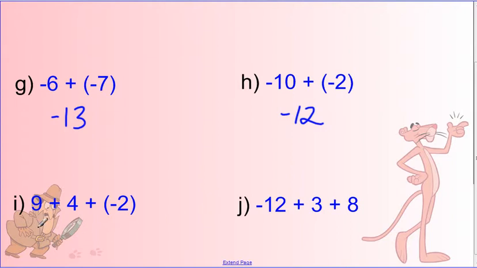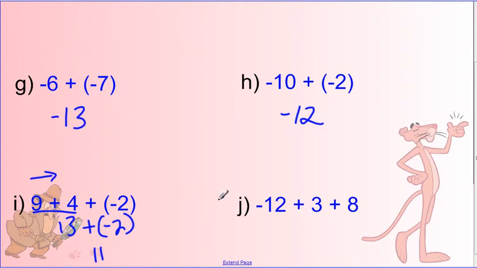Whoa, now we got three numbers. So order of operations says we work from left to right. So 9 plus 4 is 13. And 13 plus negative 2, the signs are different, so we subtract. Keep the sign of the bigger number, so it's a positive 11.